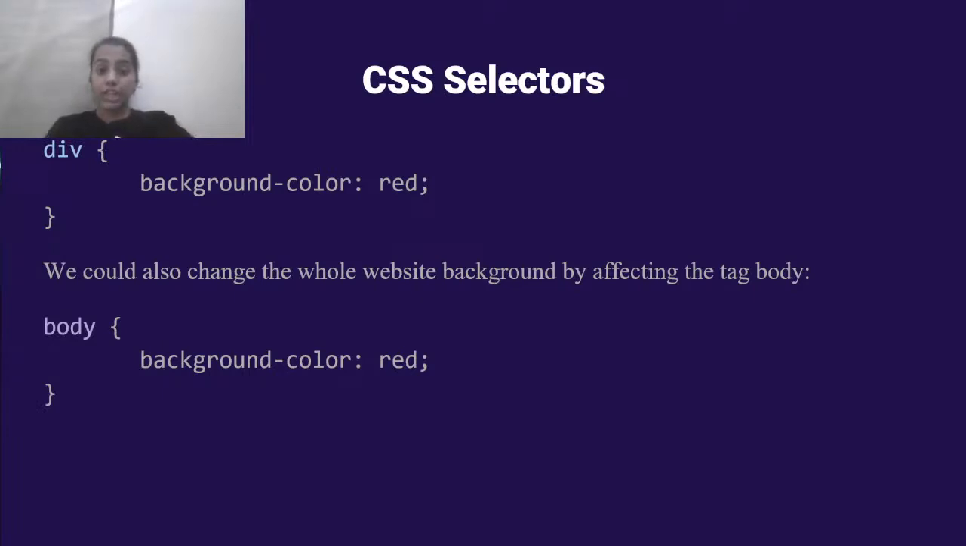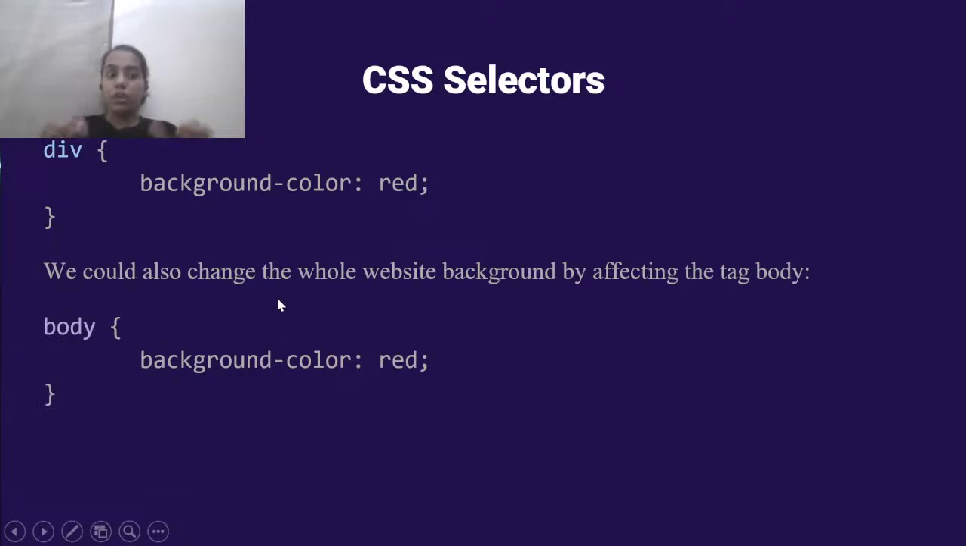We could also change the whole website by affecting the body tag. We can simply choose the body tag to change background color to red. So it is very important to choose which tag we want to affect which area.